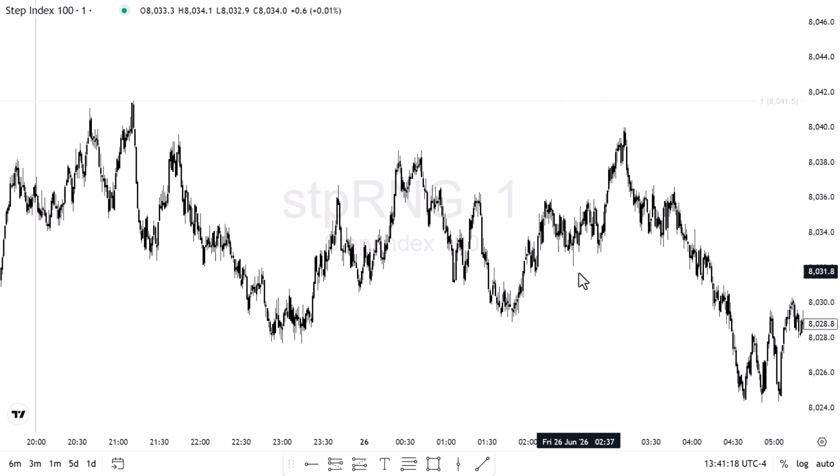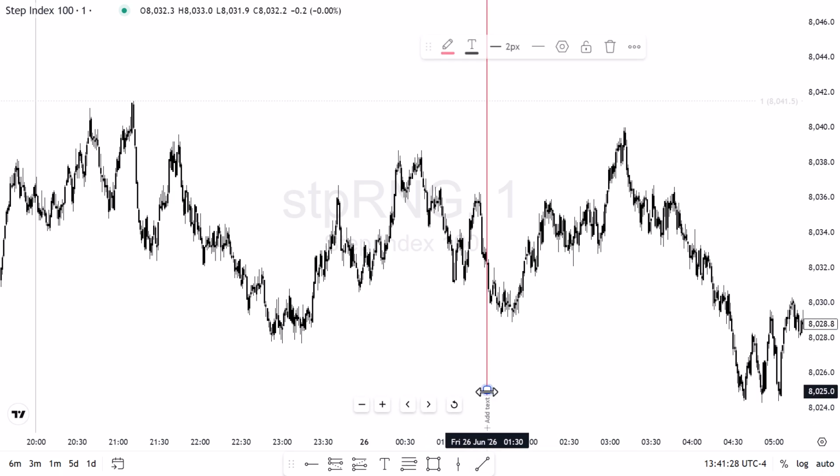So number one, it is time. Time, we have our sessions, okay? So I'm going to drop down into the 1:30. 1:30, that's when we begin the opening range for London. It is 30 minutes. So from 1:30 to 2 o'clock, that is our London opening range.